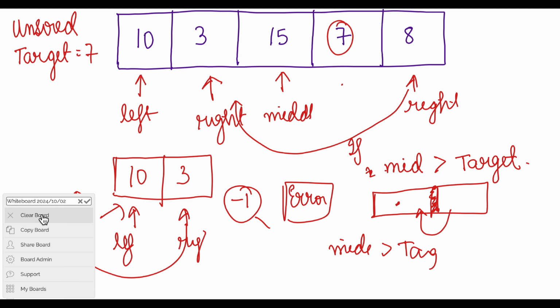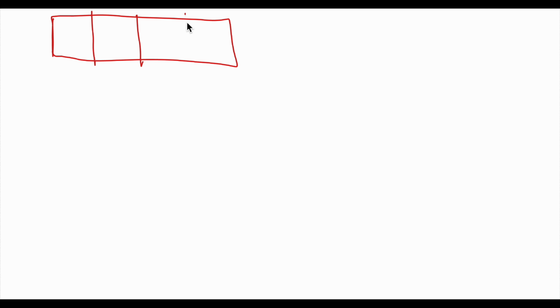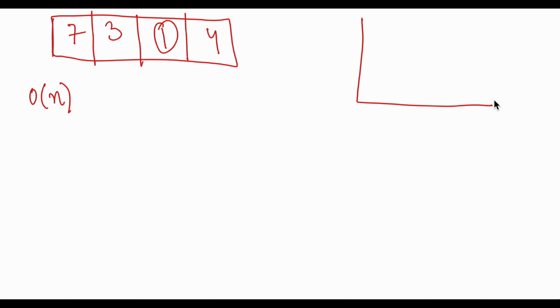So the best way to locate an element in an unsorted array is simply to use the most simple method, that is called O(n) time, I mean to say linear time complexity. So let's say this is the data set: 7, 3, 1, 4. Okay, so how will you do that? Let's say I have to search this. I will simply use O(n) time complexity. And if you remember the chart, this was my log n time complexity, and this was my linear time complexity.